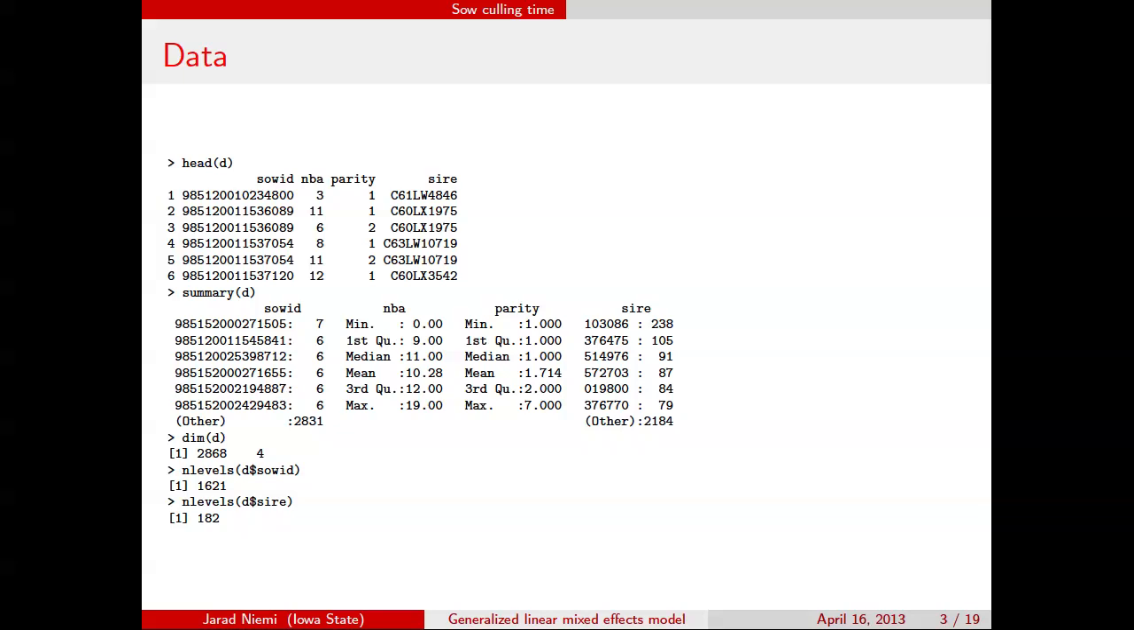All right, so we might be interested in how big this data set is. There's about 3,000 total observations. That's 3,000 litters. There are a total of 1,600 different sows, and there are 182 grandsires.